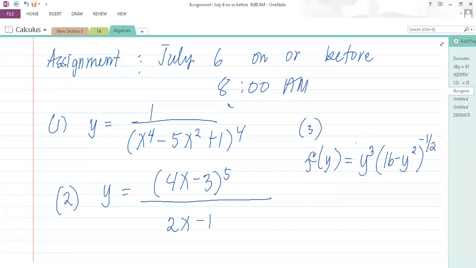Since we are running out of time, we have 2 minutes left. So paki-screenshot, this is due on July 6, on or before 8 a.m. So before you submit, make sure that your work is in PDF form. Okay?